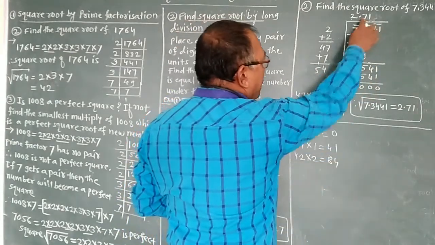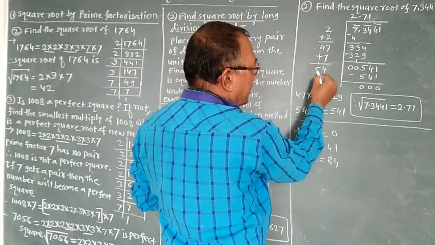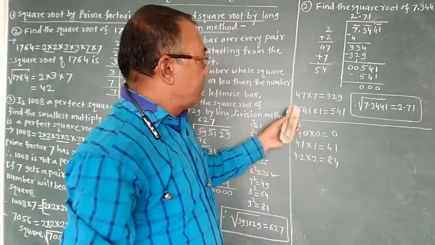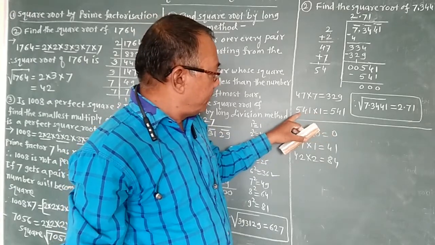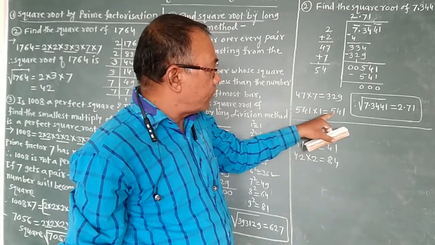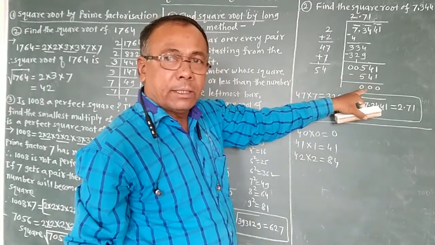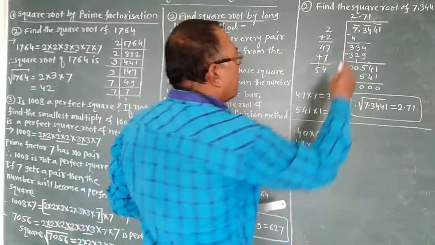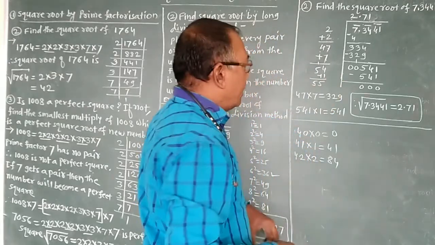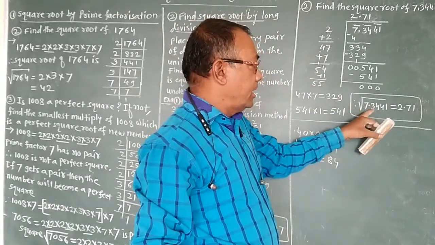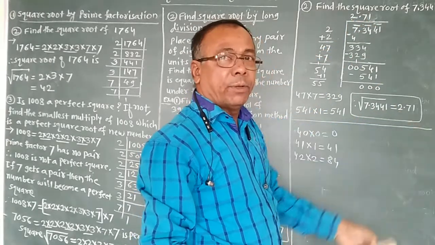Now take 7 and add it to 47. So 47 plus 7 is 54. If we take 1 next to 54, multiply by 1: 541 times 1 is 541. So 541 is there, and if we subtract, we get 0. Now take 1 and add, so it becomes 55. Therefore the square root of 7.3441 is equal to 2.71.